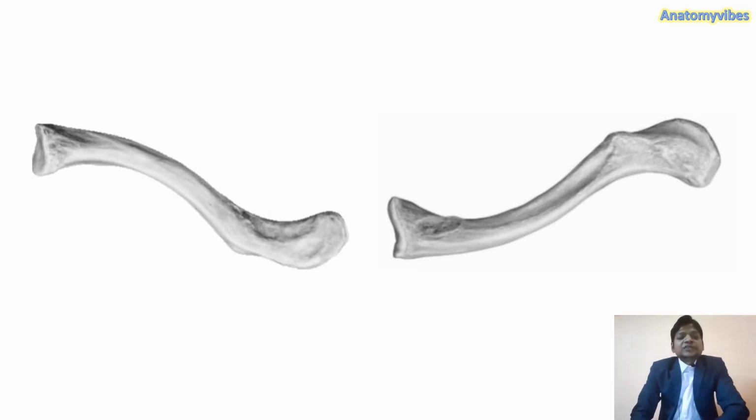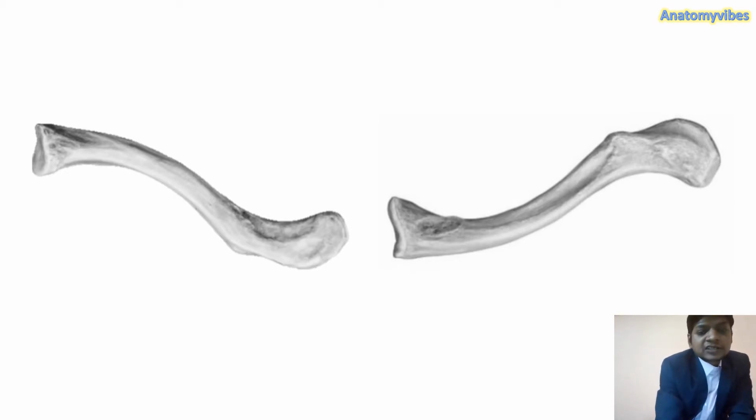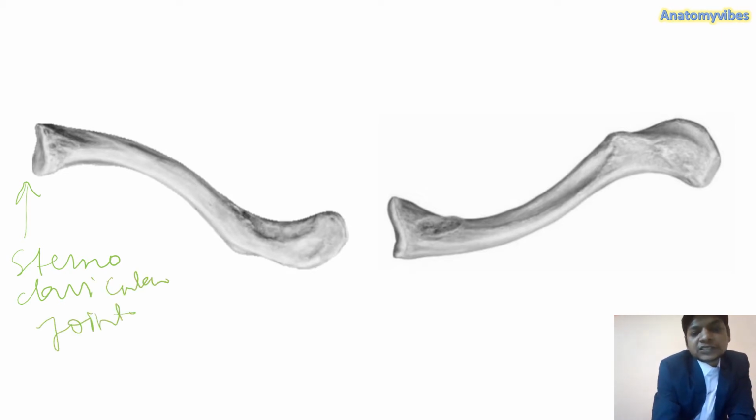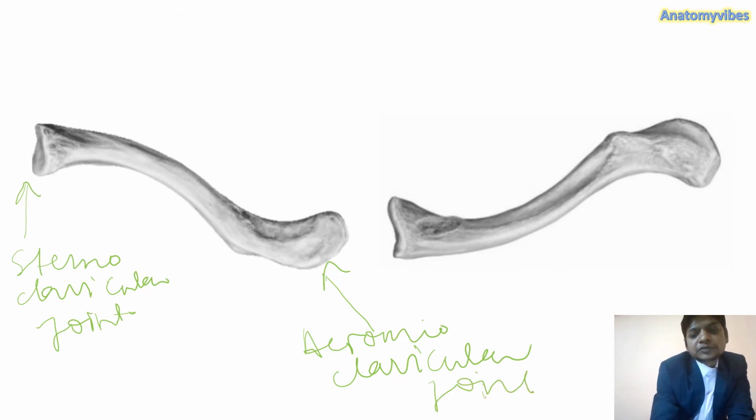So friends, you can see the clavicle of the right side from both superior and inferior aspect. So let's see the attachments. This is the sternal end. It will form a joint with the sternum known as the sternoclavicular joint. This is the acromial end. This end will form the acromioclavicular joint. So two joints you have seen.